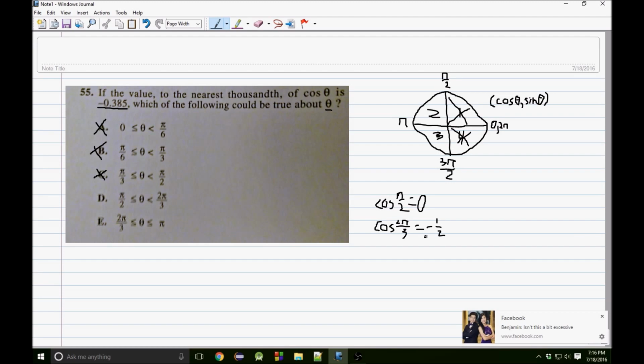So the correct answer would be D. And we can eliminate E because E is between negative half and negative 1, which doesn't make any sense because negative 0.385 is not between negative half and negative 1. So E is eliminated.